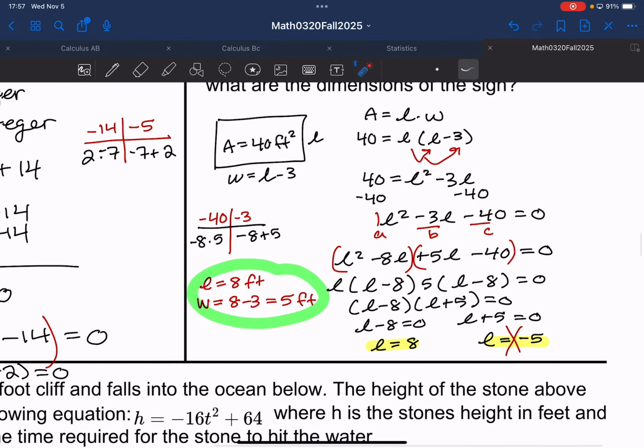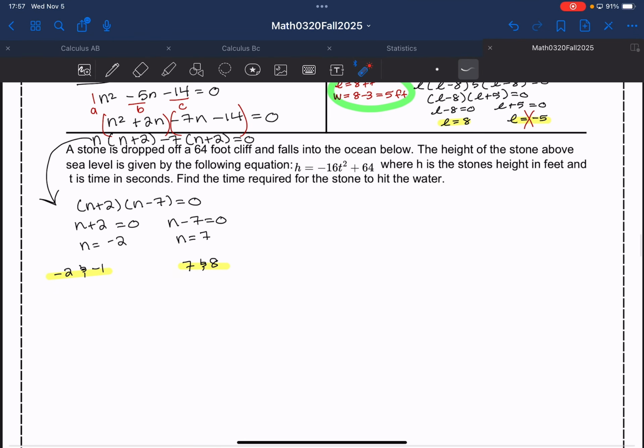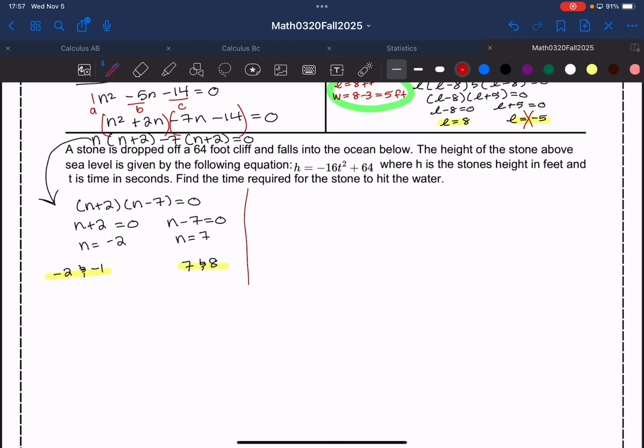Any other questions? Okay. So then the next one, let me get this stuff. This was part of that last problem.